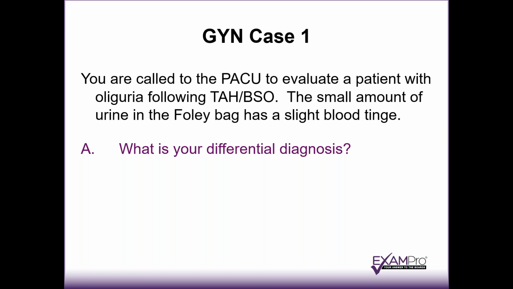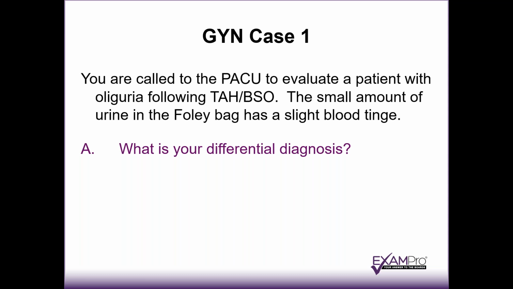I'm concerned that, from basic to more extreme, the Foley could be clogged or clamped, and that's why it's not draining appropriately. Depending on how long surgery was, if she didn't get enough fluids, that could be a cause for her to have decreased urine output.